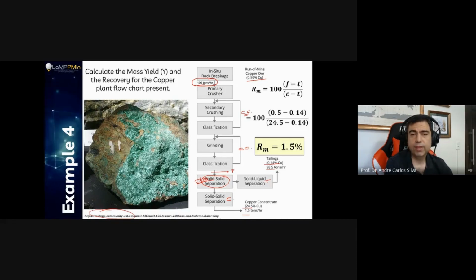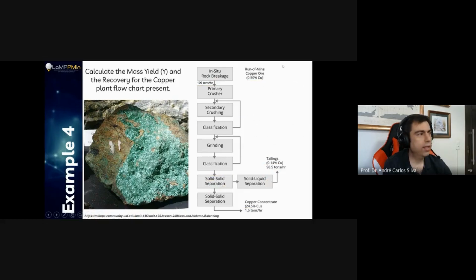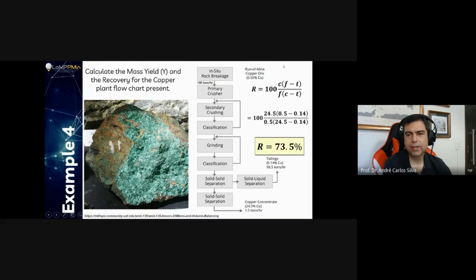So one thing that you have to be careful about is to always try to do these calculations using all the data that you have, okay? In this case, the results are going to be the same, but if you're going to do this in your mineral processing plant, maybe that's not going to be the case, okay? So if you have all the flows and you have all the assays, just go and try to calculate all the recoveries using both methods, okay? So the first one, 1.5%. And if I go to the second one, to the recovery, we're going to see that we have 73.5%.